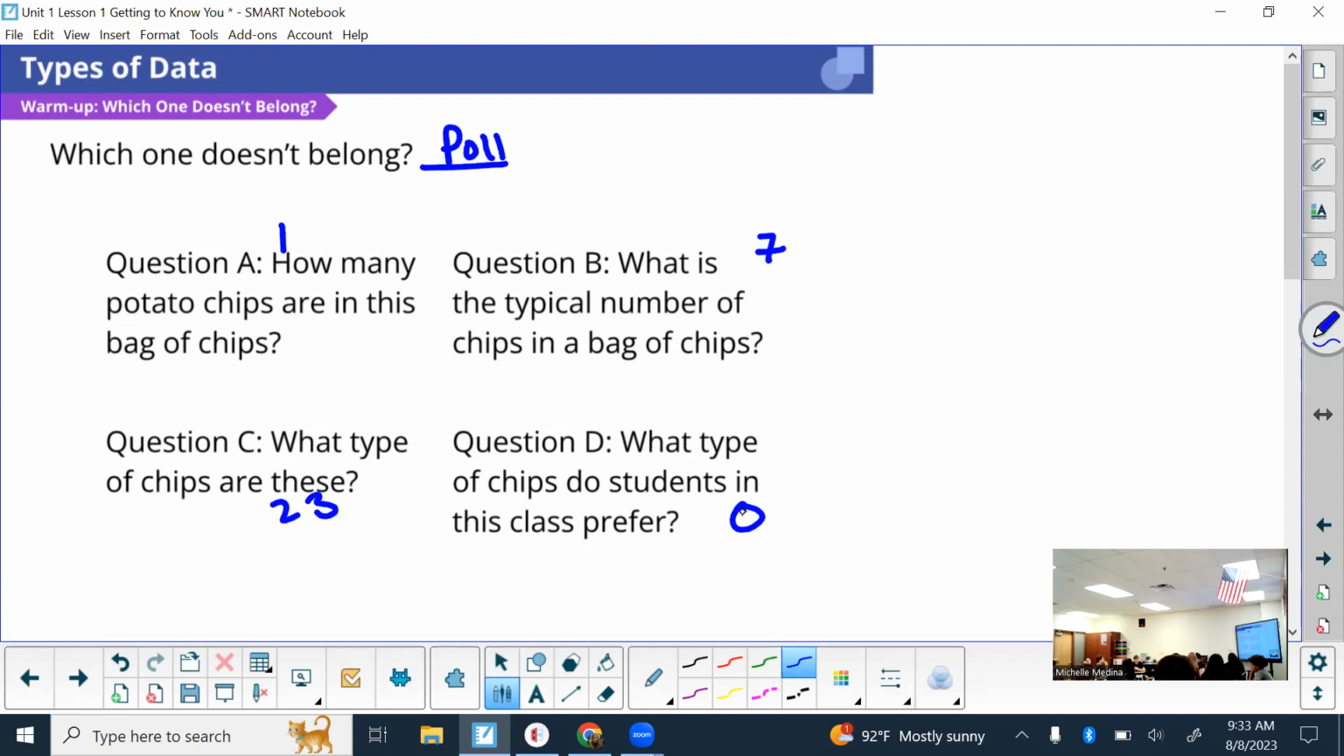So someone give me a reason why A does not belong. Brooklyn? Because it says... okay, good. I didn't notice that earlier. So maybe that's what that person was talking about. They didn't specify. This one is asking specifically about potato chips, and none of the others do. Okay, so that could be why it doesn't belong. As simple as that.